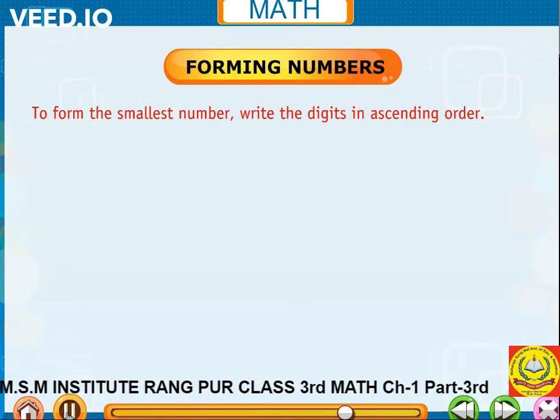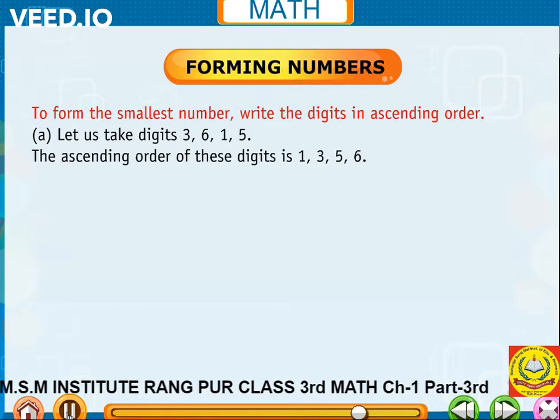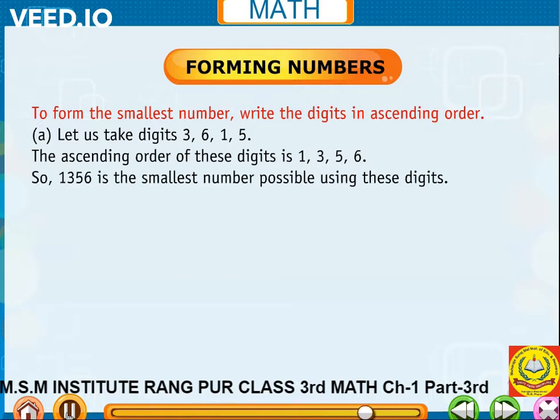To form the smallest number, write the digits in ascending order. Let us take digits 3615. The ascending order of these digits is 1356. So, 1356 is the smallest number possible using these digits.